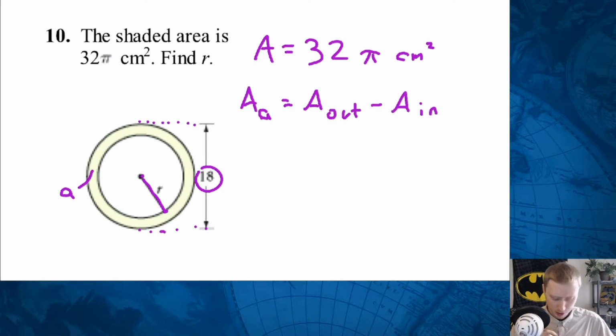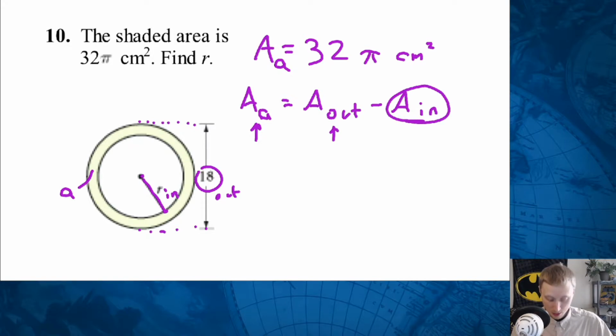The area of the shaded region is 32 pi. So this area is area of, I called it region A, just so we have a subscript to use. The only dimension I have is this 18. That's associated with the outside. I want to find r, which is associated with the inside. So it looks like I already have this. I can get that. And I want to find the area of the inside.